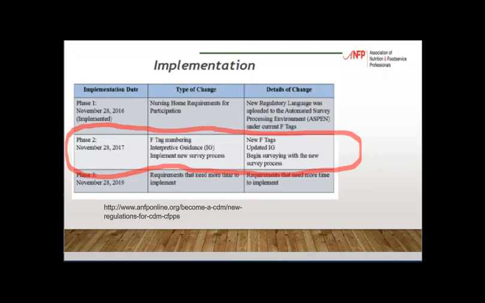So what's on your radar for healthcare right now? Phase 2, the F-tags, something we call the interpretive guidance. That is the surveyors' guidance, their how-to book on surveying you. And at the same time, they started a new survey process that started after midnight of Tuesday. And with that, we have new F tags.